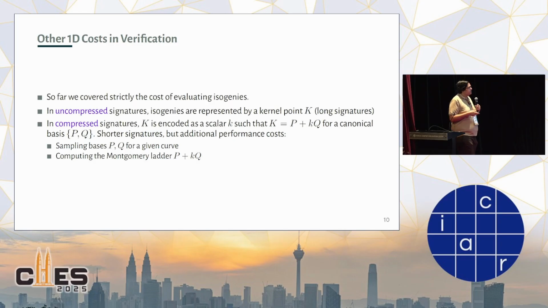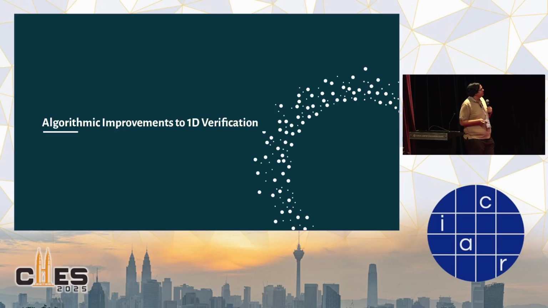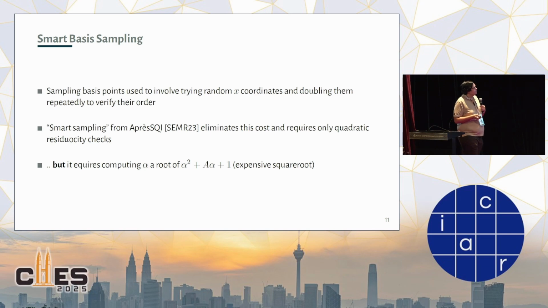However, it incurs additional costs in the verification, since you still have to reconstruct this basis and then compute P plus kQ, which is something called a Montgomery ladder, and it's rather expensive. So these are the two routines that we focused on improving for 1D. Starting with basis sampling, the way this used to work, you just had to grab a random point and then double it repeatedly to check that it had the right order. And if it didn't, you had to move on to another point and start doubling again and so on.